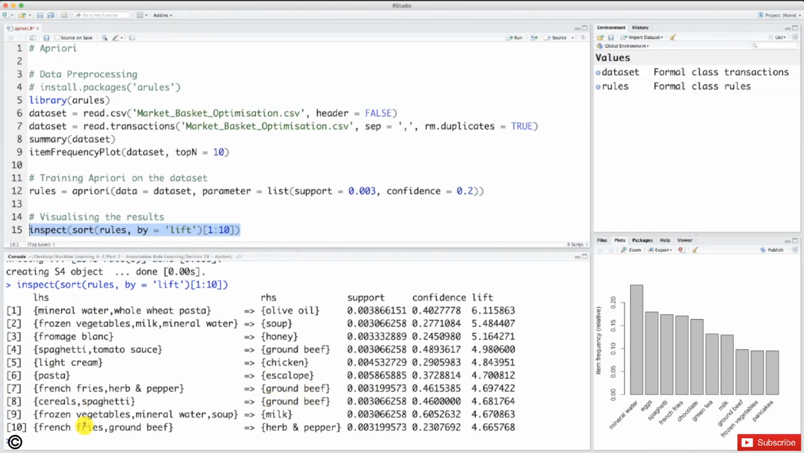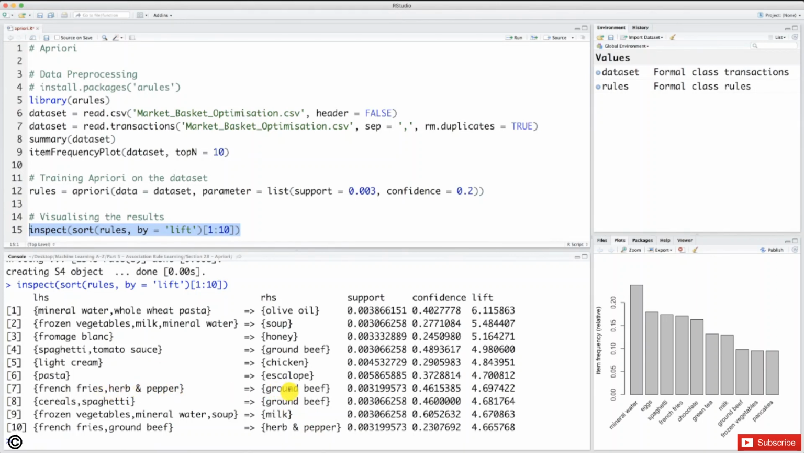Okay? And then we have these last two rules. If people buy frozen vegetables, mineral water, and soup, they're likely to buy milk in 60% of the cases. Well, this rule is probably related to two facts. First, the fact that milk goes very well with soup for French people, and also because all this looks very healthy. So that goes quite well together. And then the last rules, French fries and ground beef, that go again very well with herb and pepper. Yes, because of course, here we have French fries and herb and pepper that lead to ground beef.